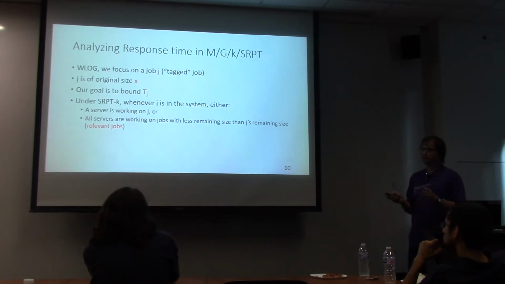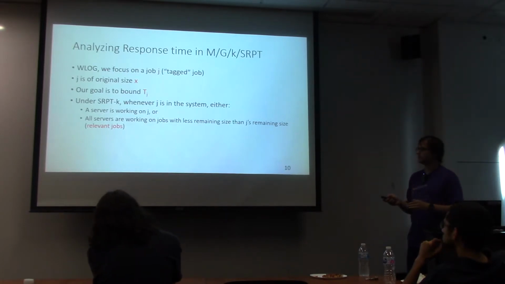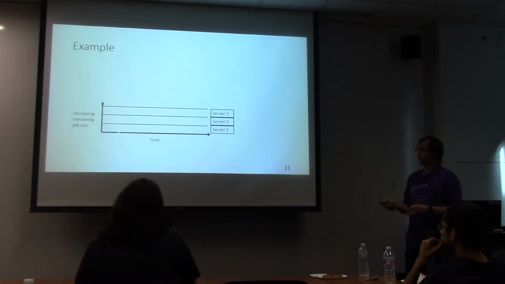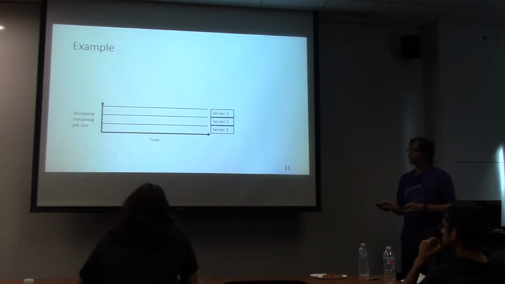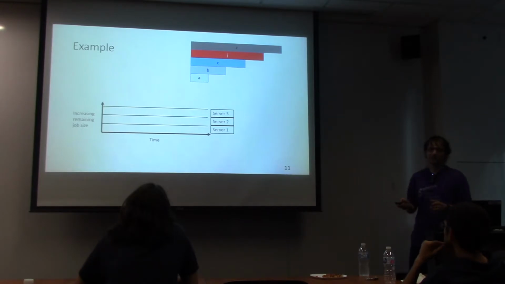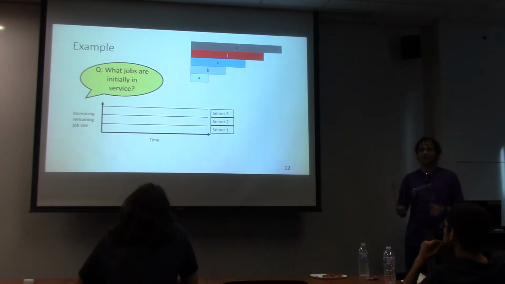All right, so now let's run through an example, now that we know what the setting looks like. So let's say we have these 3 servers, k will be 3. We're going to organize the jobs in terms of remaining size like this. So the smallest one will go here, middle, biggest. And let's say at the moment J shows up in the system, we have these jobs, A, B, C, and Z. A, B, C have smaller remaining size, Z is larger. So now here's a question. What jobs are in service right when J shows up in the system?